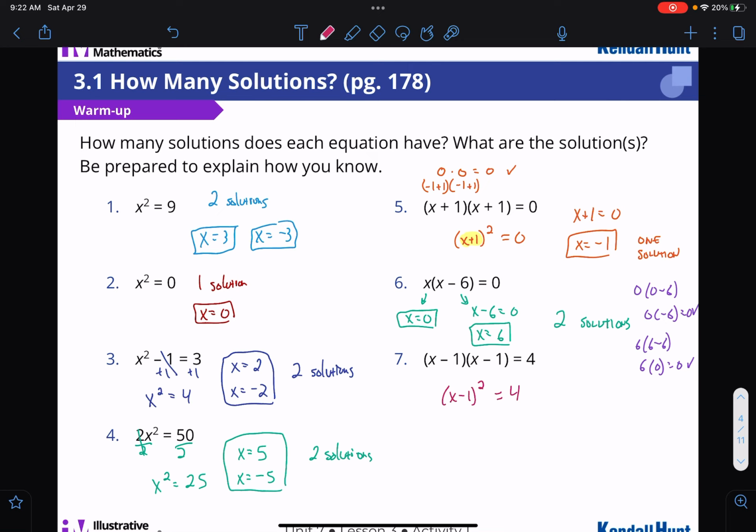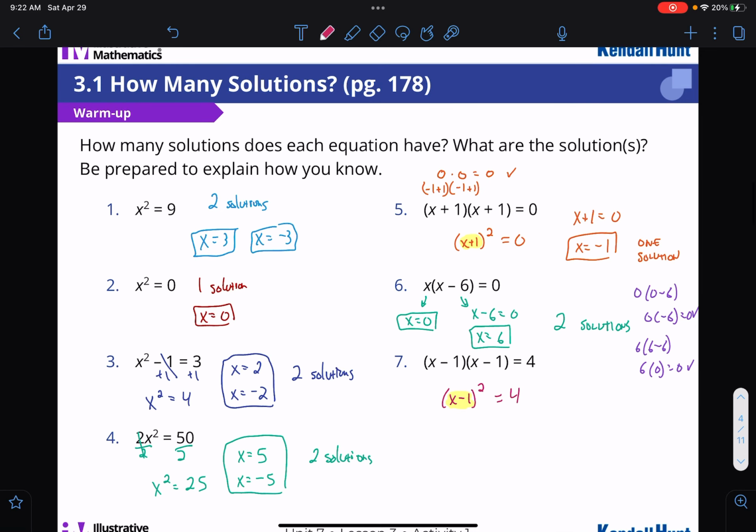Because we need to square a number in order to get 4. Well, what squared is 4? 2 and negative 2, which means this quantity inside the parentheses needs to equal 2, or that quantity needs to equal negative 2. And if we solve both of these, x would equal 3, and then x would equal negative 1.